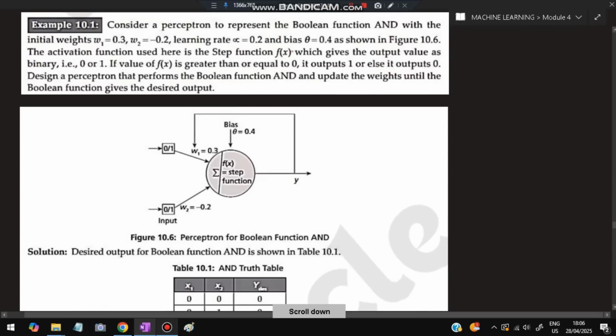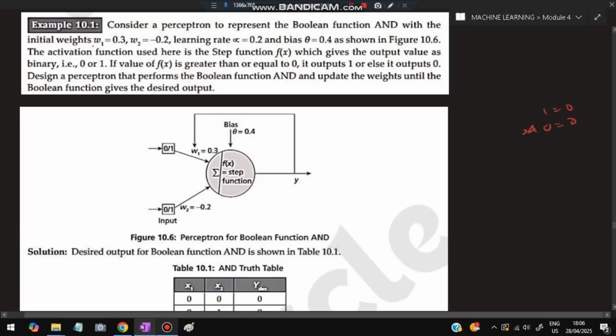Now, consider a perceptron to represent the boolean function AND. And you know that when both are true, only then it will be true. 1 and 1, it will be 1. If it is 1 and 0, it will be 0. If it is 0 and 1, it will be 0. If it is 0 and 0, obviously it will be 0 only. So this is an AND function.